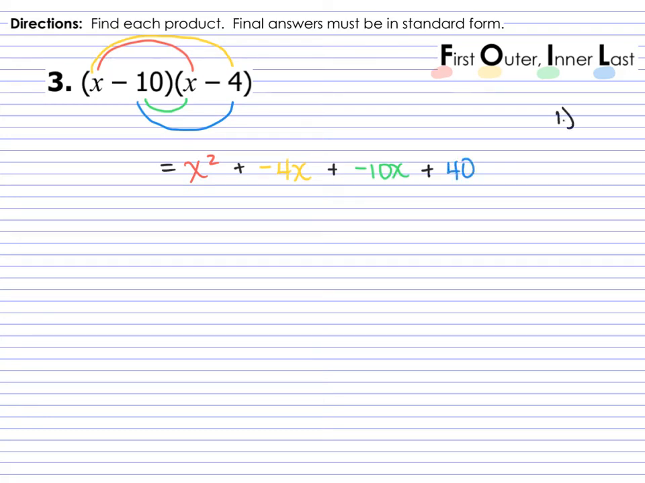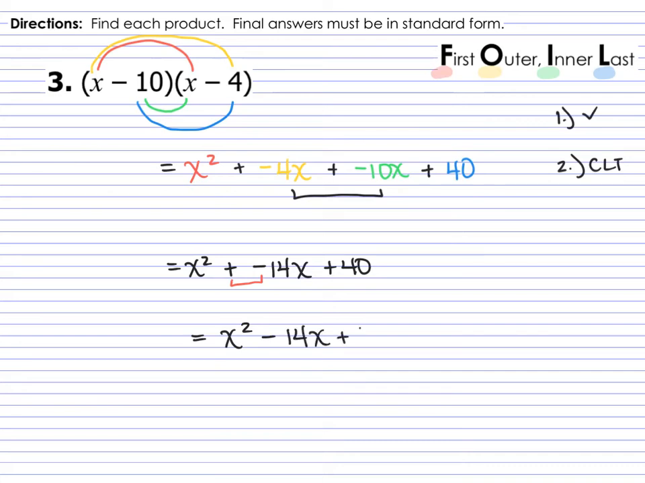Step 1, to FOIL, is done. Step 2, combine like terms. So we're going to have negative 4x plus negative 10x. We're going to put those together. So we have x squared plus, so negative 4x plus negative 10x, the signs are the same, so I am going to add those together. Negative 14x plus 40. Now remember, on the second example, we said we really don't want to have plus and negative next to each other if we can avoid it. So we're going to rewrite that. So we have equals x squared minus 14x plus 40.